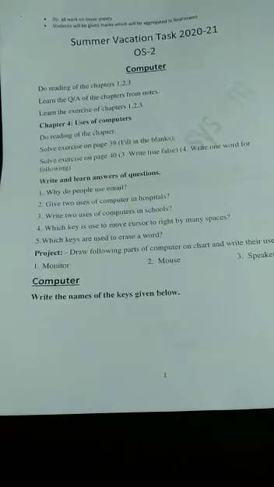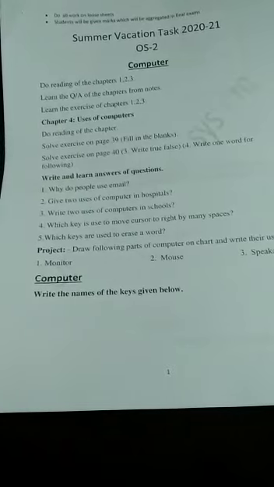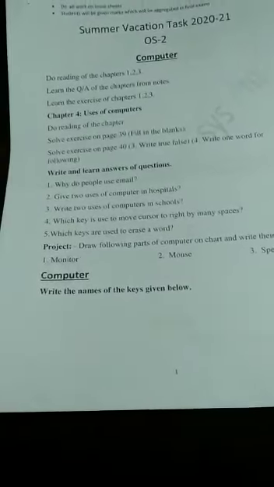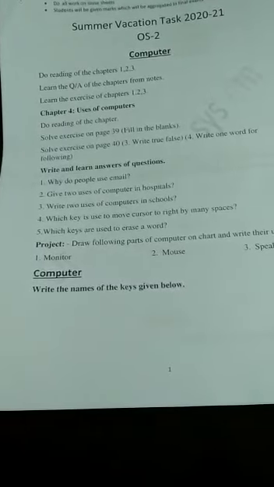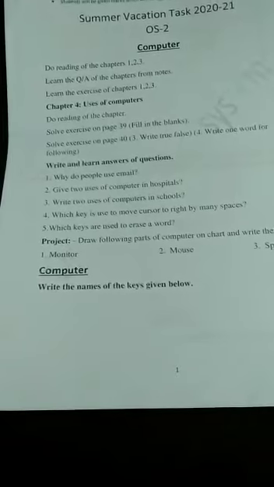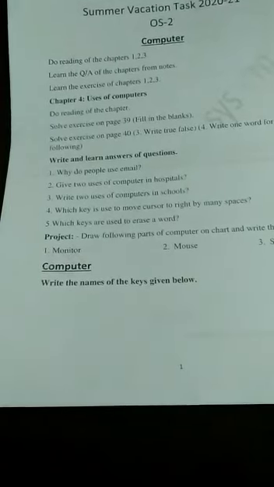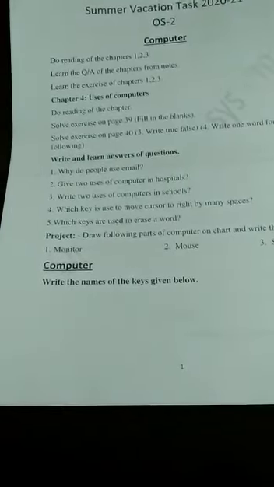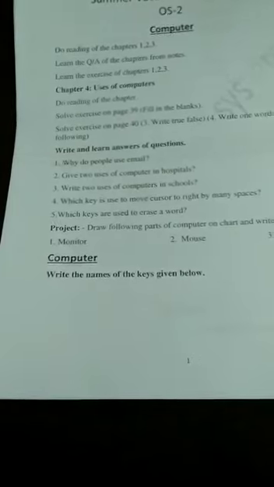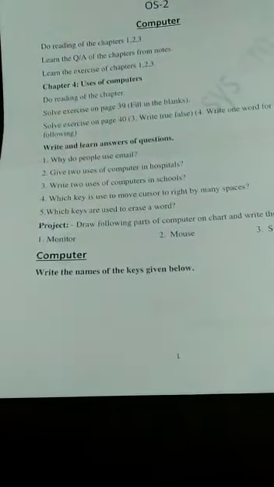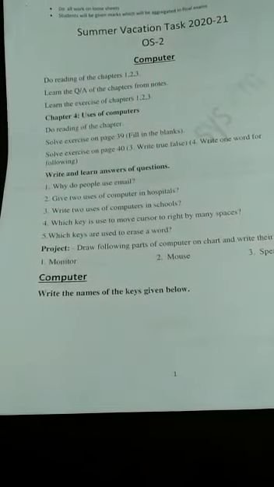Do reading of chapters 1, 2, and 3, and then learn the question answers of the chapters from notes. And then kids have to do the exercise of chapters 1, 2, and 3. Now, chapter 4, uses of computer. Do reading of the chapter, and then kids have to solve the exercise on page 39. They have to do the filling the blanks, and then solve the exercise on page 40.